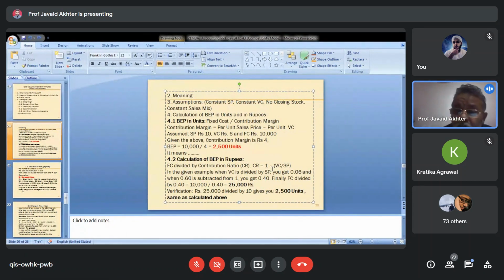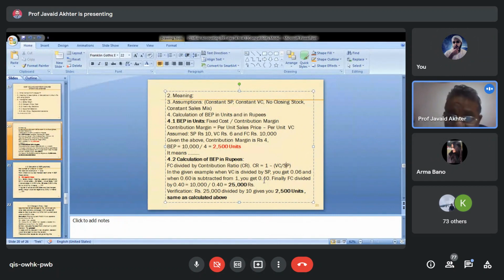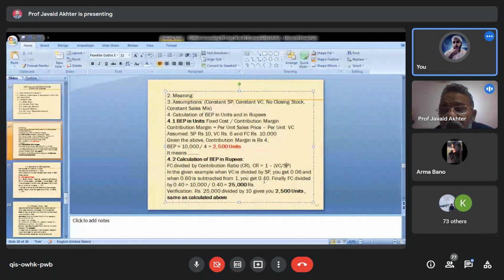Now, you know what is the variable cost here? 6. And what is the sales price? 10. So 6 divided by 10 gives you 0.6. And when 0.6 is subtracted from 1, you get 0.4. Or to put it simply in terms of percentage, your variable cost is 60% of your sales price. So what are you getting? 40%. That 40% is your contribution ratio.